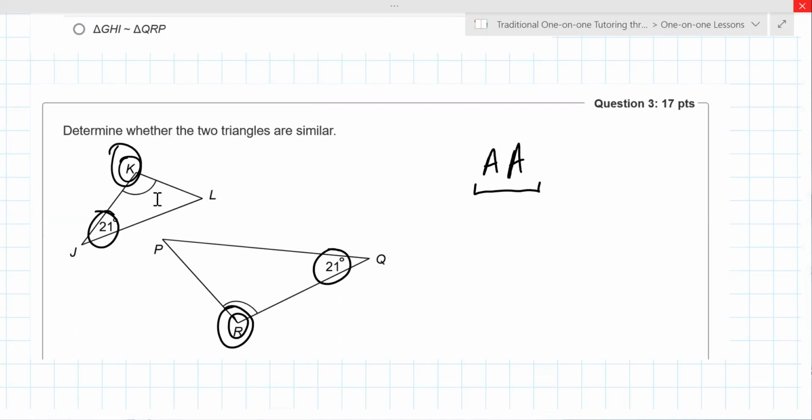because they have two of the same angles. Let's just say that this is 79 degrees and that's 79 degrees. Well, then the third angle has to be the same because they have to add up to 180. All right, so I'm going to submit that and we'll move on to what we started with last time.